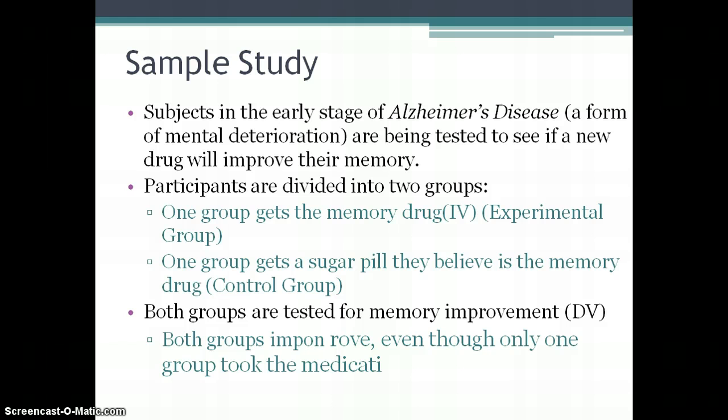Now the researchers are going to divide the participants into two groups. One group is going to take the memory drug. They're going to be the experimental group. The other group is going to get a sugar pill. They're not going to be told it's a sugar pill. They're going to believe it's the memory drug that everyone else is taking to see if it has an effect on their memory. The placebo effect is going to show that both groups, after being tested for memory improvement, are going to improve even though only one group took the medication. So this just shows the power of the mind in bringing about change. Just because a person believes that it could change, they do change.